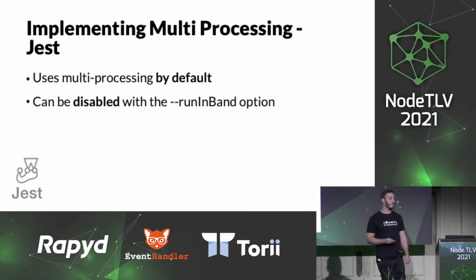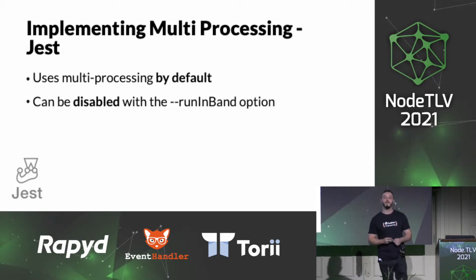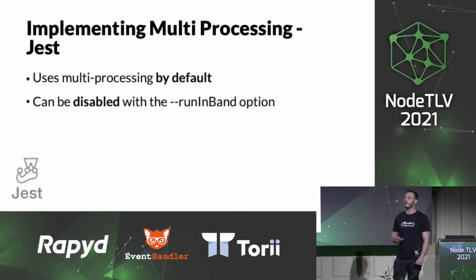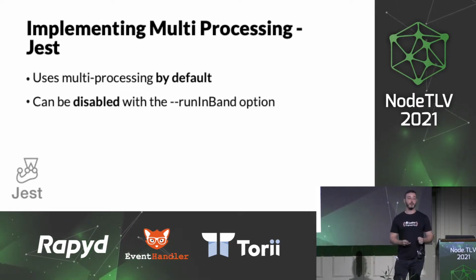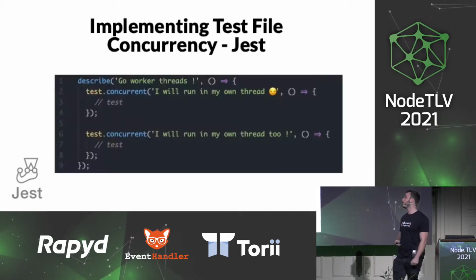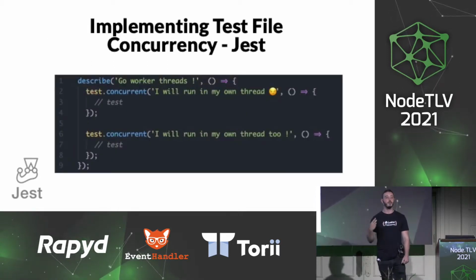Now, for multi-threading with Jest, we have support for worker threads, where if you're used to calling the test function and then handing over the test description and then the test itself as a callback, then now we would instead call test.concurrent. What this would do is create a new worker thread for you and then run this test inside this thread.